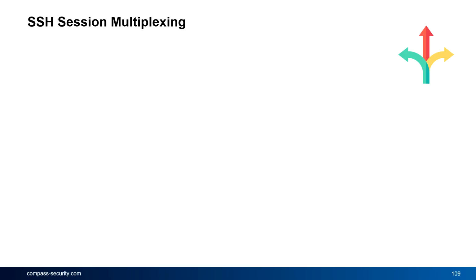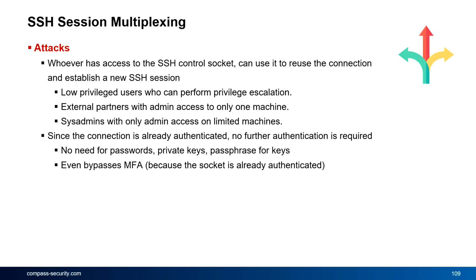This session multiplexing feature also has some security implications. Whoever has access to your control socket file can also reuse this control socket and establish a connection to the system where this socket is used. So if someone gets local admin on a system where the session multiplexing feature is used, and a connection is established using this feature, this socket file then exists, and it can be abused to also connect to the specific server.